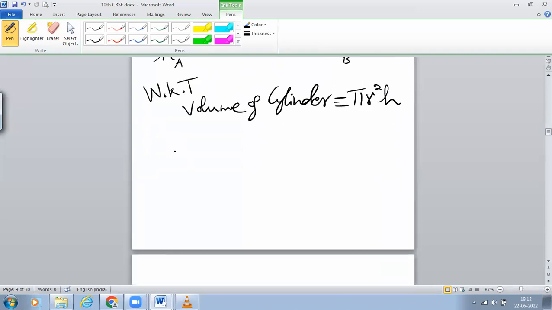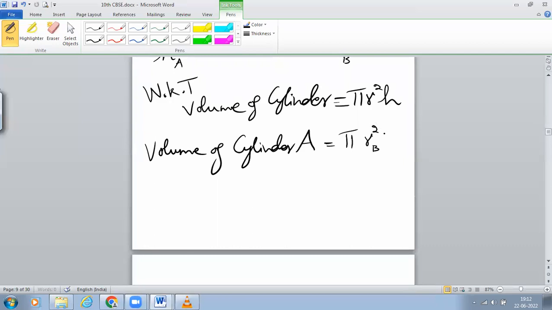Now we are going to find the volume of cylinder A as well as cylinder B. So volume of cylinder A is equal to pi r square h. Sorry, this is A, right? Cylinder A: r A square and h A.